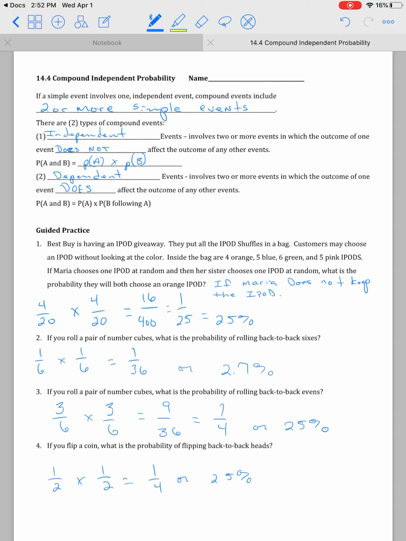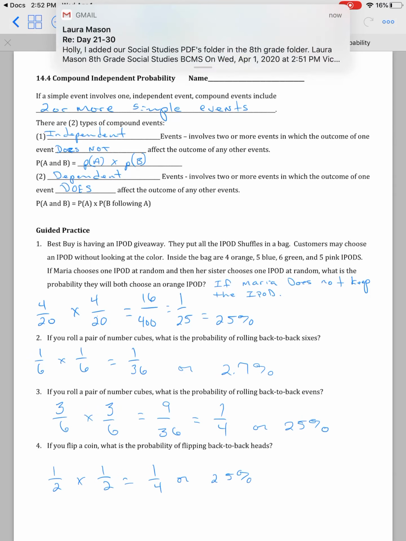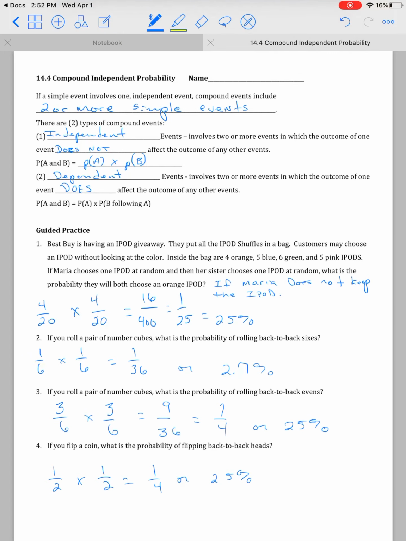So let's look at the Best Buy. Let's look at number 1. Best Buy is having an iPod giveaway, and the customers can choose an iPod without looking at the color. Inside the bag are 4 orange, 5 blue, 6 green, and 5 pink iPods. If Maria chooses one iPod at random, and then her sister chooses one iPod at random, what's the probability that both of them could choose an orange iPod?